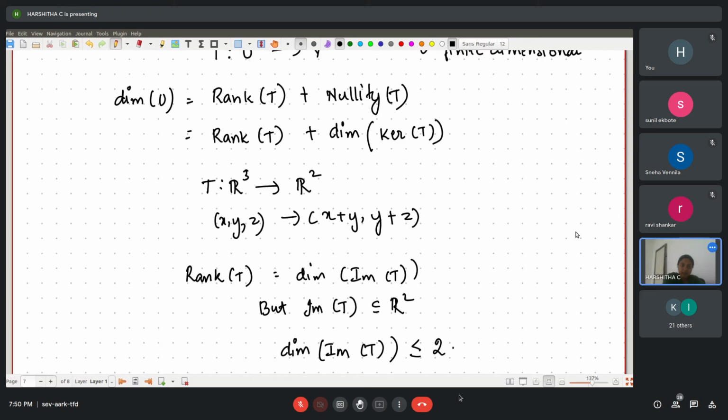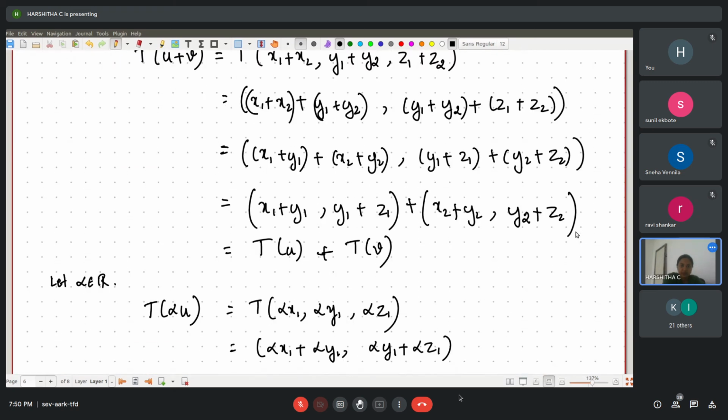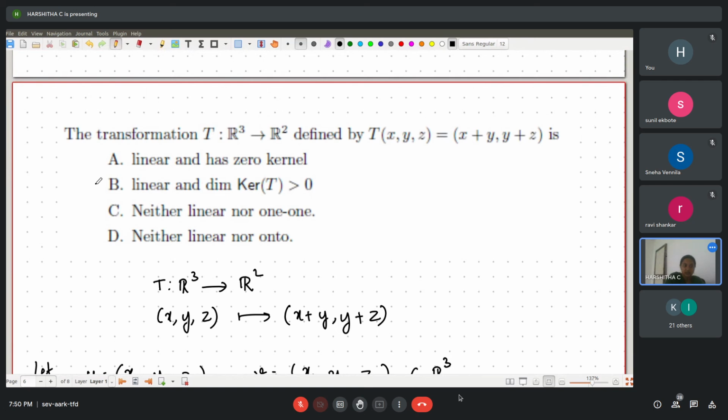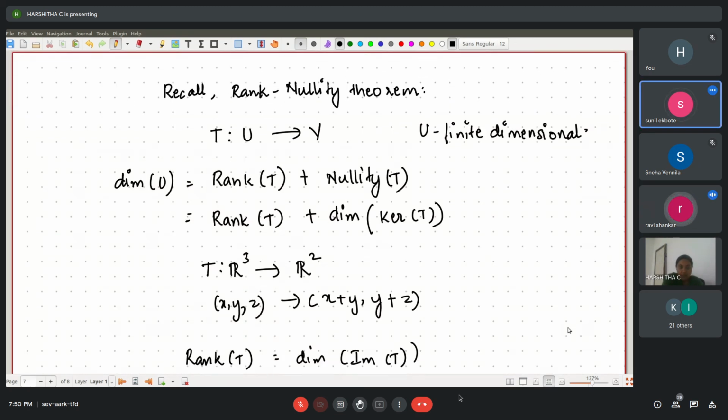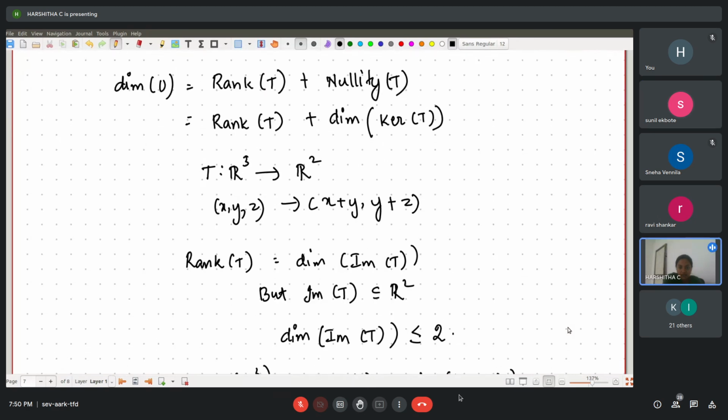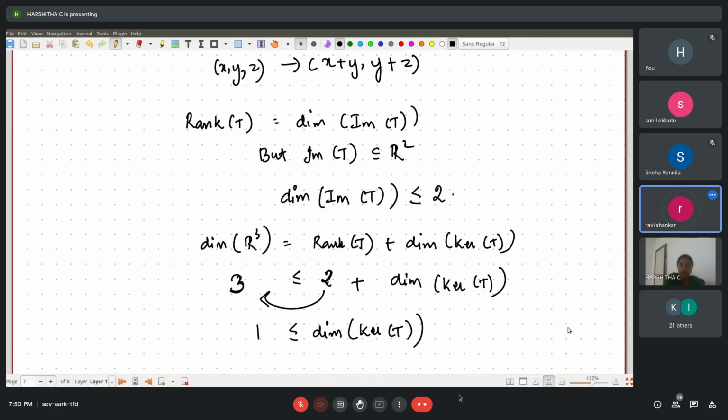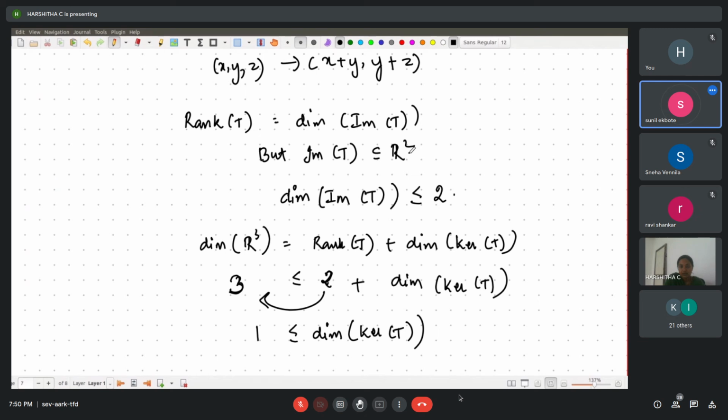Is this okay? So, are there any questions? Ma'am, that inequality sign, can you repeat that? Okay, is this okay? See, image is a subspace of R2, right? Yes, ma'am.